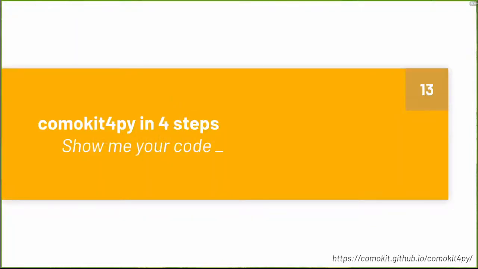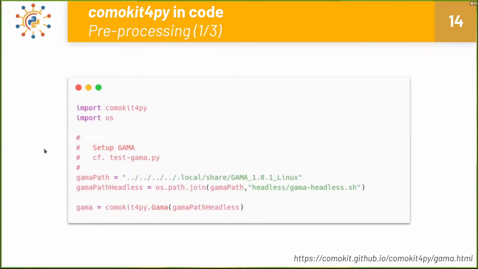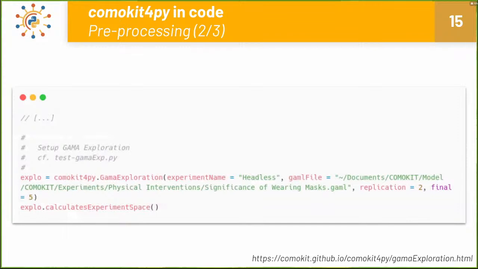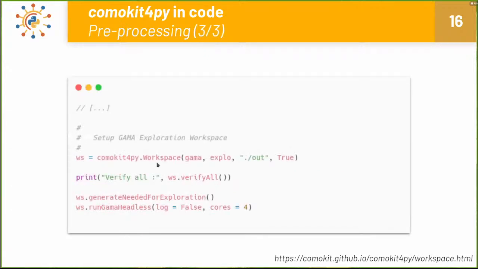So just to go a bit into detail and show you that it's 40 lines of code and they are not even complicated. The first point is that we just define what our GAMA is, just to have the script and the commands knowing where to ask and where to launch the command. After, we have what is called the GAMA exploration, which is what experiment name, what GAMA file, how many replications, what is the final output step, and calculate all the experiment space. So if you are a bit familiar with the headless command line, it seems pretty close to what you used to type. And finally, we just define a workspace with the GAMA object that we just defined previously, the exploration object that we just defined previously, an output folder, and we're ready to go.